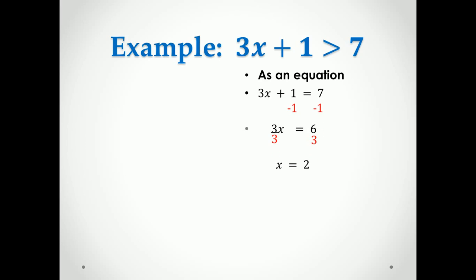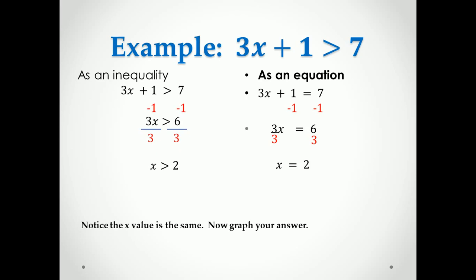Now, as I said earlier, solving inequalities is just the same. So again, we want to get x by itself, so we'll have to subtract 1 from both sides and then divide by 3, and x would be greater than 2. So notice the values of x, or the solutions, are the same. However, just remember that when we solve inequalities, the possible solutions will be a range of numbers, as opposed to an equation where we only have one possible solution.